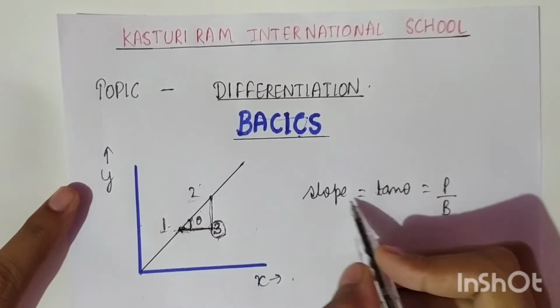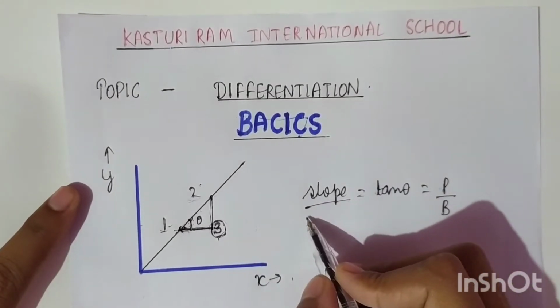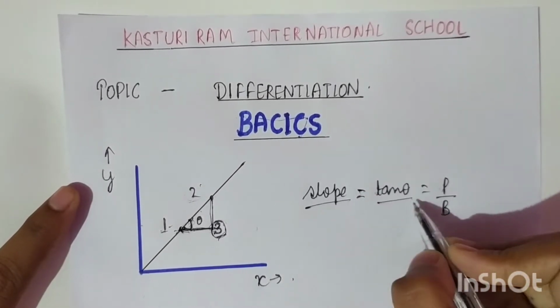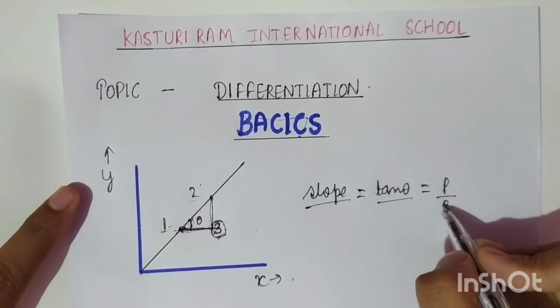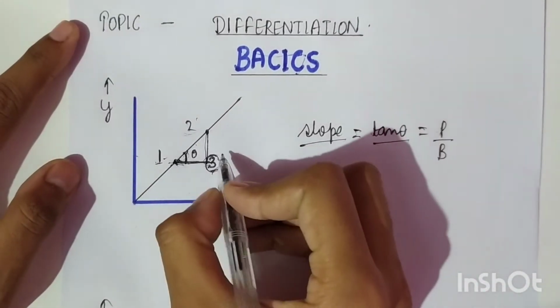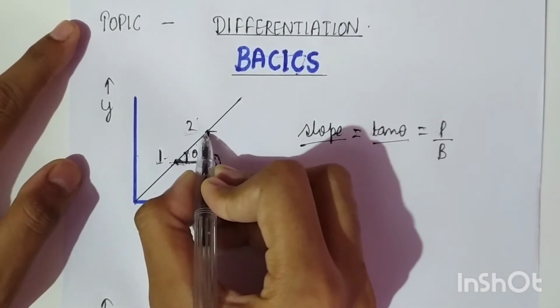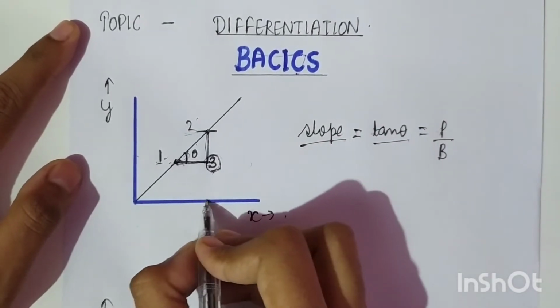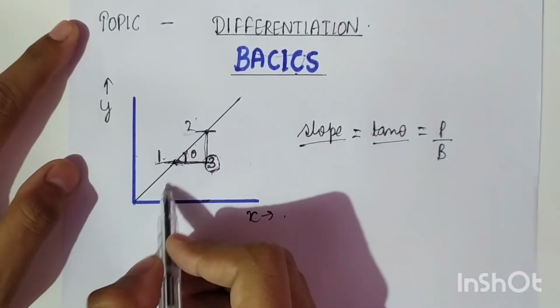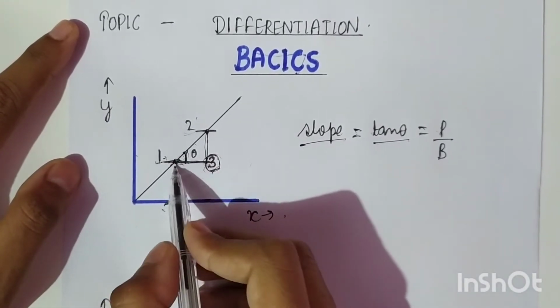So what do we do to find the slope? We simply find out tan theta, and we already know what tan theta is. Tan theta is perpendicular upon base. So first of all, we need to know the distance of this point from the x-axis, and the same way the distance of the other point from the x-axis also.